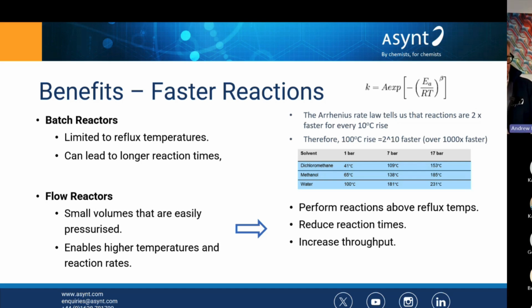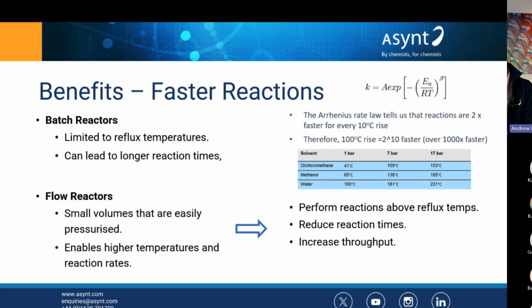The Asynt range of products, and this isn't a sales pitch at all, but we can operate up to hundreds of bars of pressure. So if you take that into account, we can increase the reaction temperature to very high levels. Pressurizing also allows us to access continuous gas reactions, whether that's using the reagent gas or whether that's performing chemistry that evolves gas with those kind of rearrangement chemistries, Curtius and Schmidt and things. But we're talking about heating reactions here.